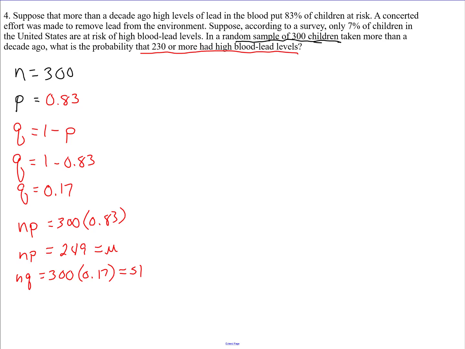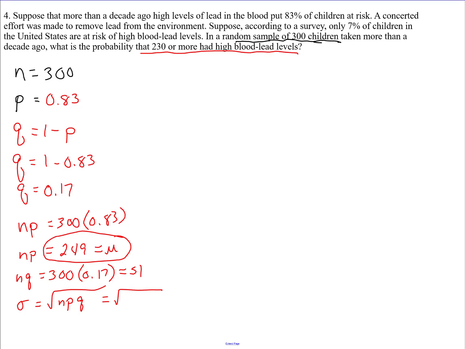So next thing we need to find is our standard deviation. We already have our mean of our binomial. Our mean is going to be 249. This is also going to be the mean of the normal distribution. Our standard deviation of the binomial is going to be the standard deviation of the normal. So remember, to find the standard deviation of a binomial, it's the square root of npq.